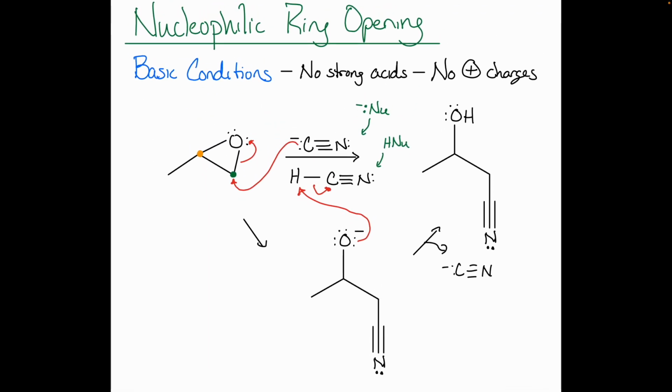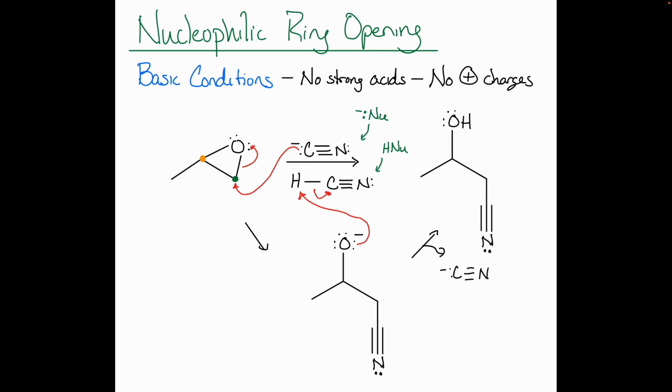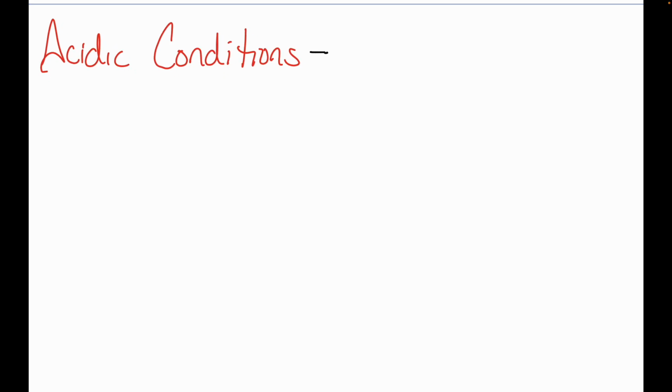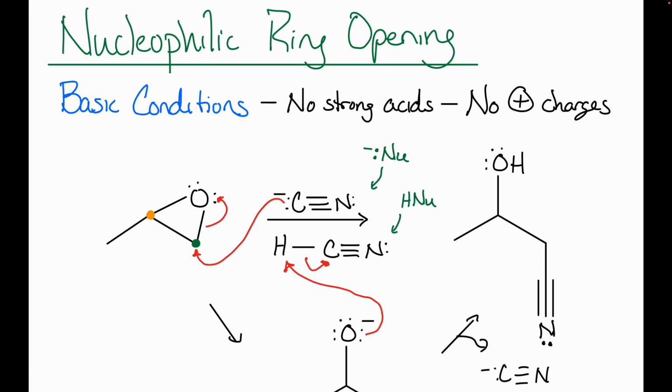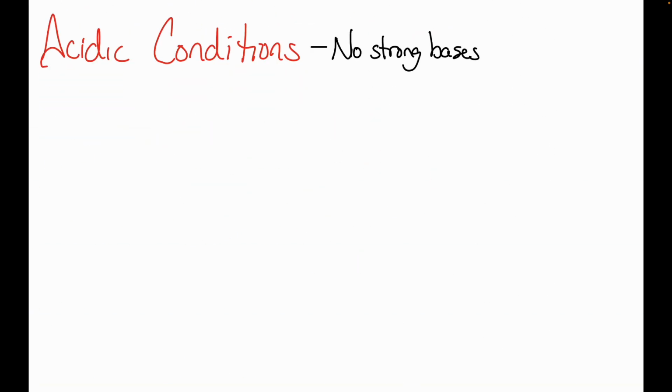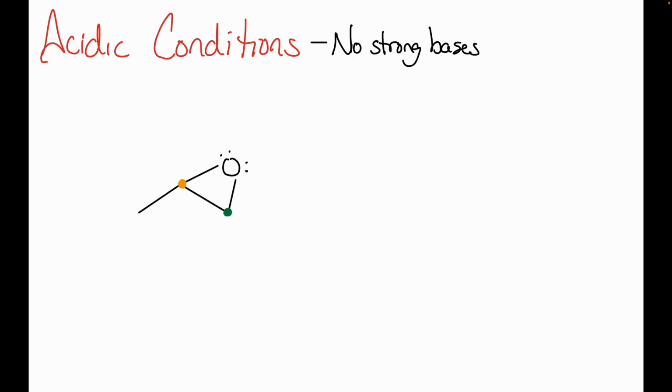Cool. So that was under basic conditions. All right, we can also have acidic conditions. Under acidic conditions, we should see no strong bases. All right, but let's think about what our nucleophiles should look like here. I'm going to grab this same epoxide.